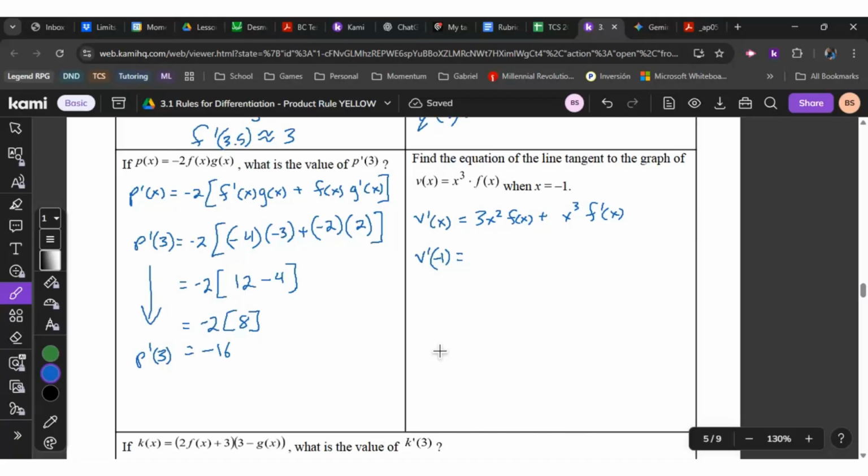All right, so I'm going to plug in negative 1 squared, which is 1. What's 3 times 1? 3. What is f of negative 1 if you look up top? 2? Perfect. Then I'm going to get negative 1 cubed. What's that? Negative 1. Good. What's f prime of negative 1? So it's just going to be minus 1. All right, so we got 6 minus 1, which is just 5.